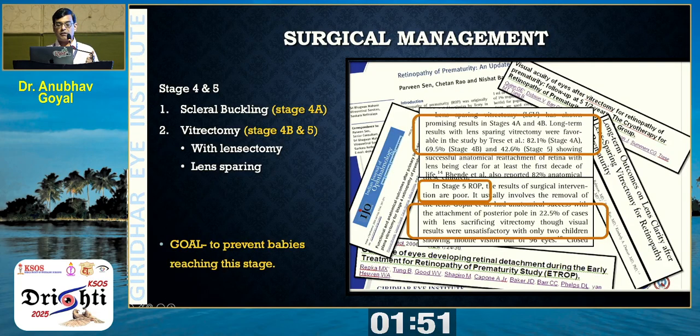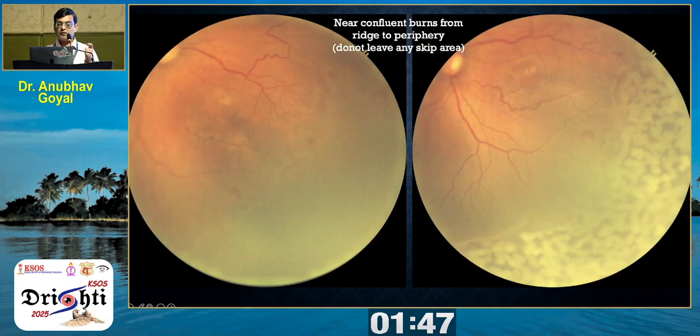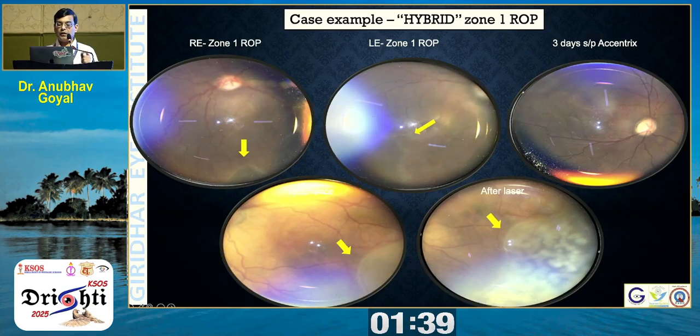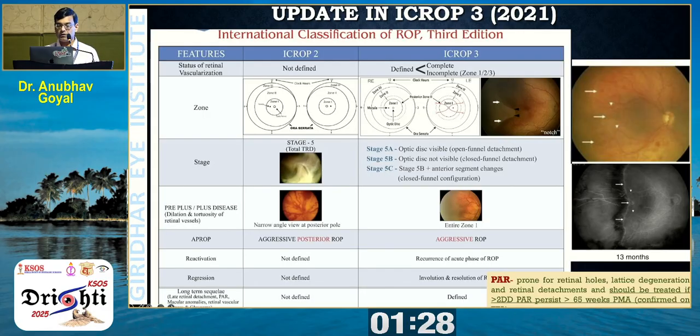Surgical treatment for stage 4 and stage 5 will be covered by Dr. Divya Balakrishnan Madam. So this is how the laser is given, without any skip areas, with near confluent burns from the ridge till the far periphery. Here is another case example, where zone 1 hybrid ROP was there with plus disease and ridge encroaching near the fovea in both eyes, which was initially treated with ranibizumab injection, but recurrence happened after 3 to 4 weeks, for which laser was given.